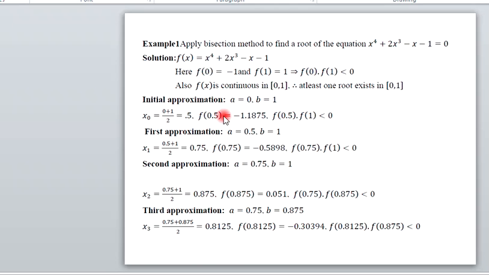If negative values keep coming out throughout the steps, then b will be fixed and a will be changed. In the next approximation, again we found the functional value negative, so a will be changed, b will be fixed. In x2 we are getting a positive value, so now a will be fixed, b has been changed, and b should be the new root, that is x2.